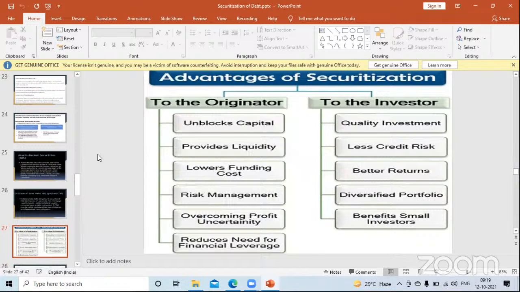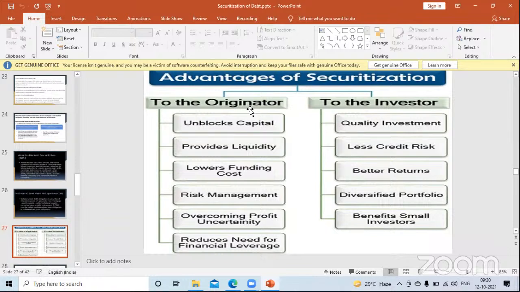Now advantages. What are the advantages of securitization? There will be two segregations here. The segregation is done on the basis of advantages to the originator, that is the bank, and advantages to the investor. Let's see one by one. Advantages to the originator. Whenever originator comes here, you have to associate it with the bank, because the bank gives loans and takes the mortgage assets, and that particular asset is given to the special purpose vehicle. Therefore, there are advantages to the originator. Now let's see one by one.